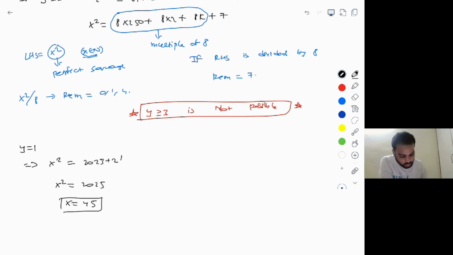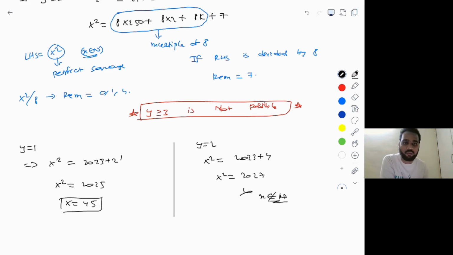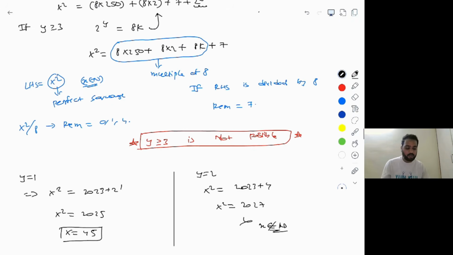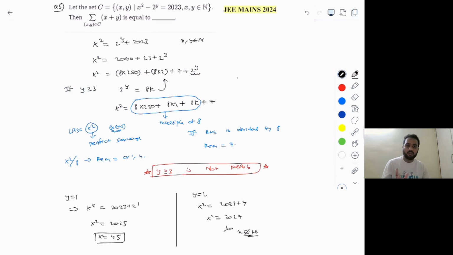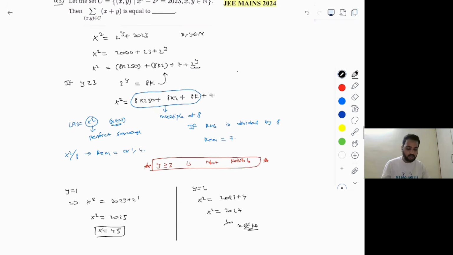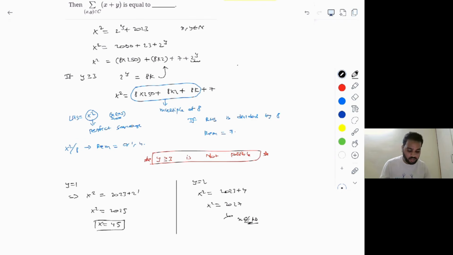And let's check for y equal to 2 also, if it is possible or not. If y is equal to 2, we get x square equal to 2023 plus 2 square, which is 4, so x square is equal to 2027. Here x cannot be a natural number because the square root of 2027 is not a natural number, which means y equal to 2 is also not possible. So to conclude, since y belongs to natural numbers, y greater than or equal to 3 is impossible, y equal to 2 is also not possible, and the only possible case here is y equal to 1.